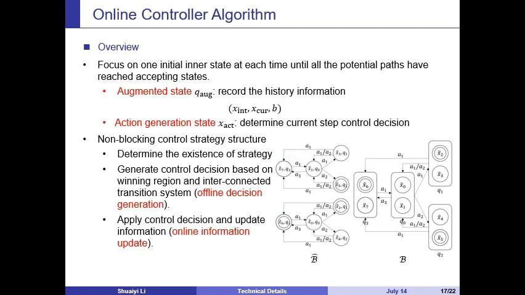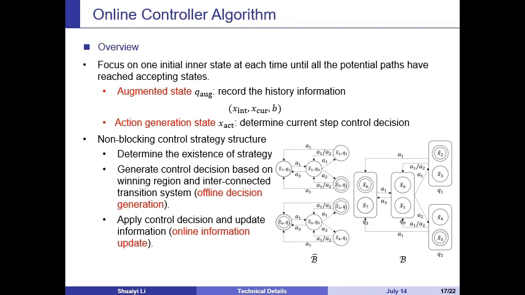Based on the above winning region, we can design our controller. The idea is to focus on only one initial state in the belief state towards accepting states at each time, until all the paths have reached accepting states. For example, we want X0 and X1 to both visit accepting states. If we focus on X1, then we will take action a2 to make sure X1 reaches accepting states, and at the same time X0 reaches X4. So we will then take a set of actions to reach accepting state X6. Until then, we have ensured both X0 and X1 have visited accepting states, and we will start and repeat this.